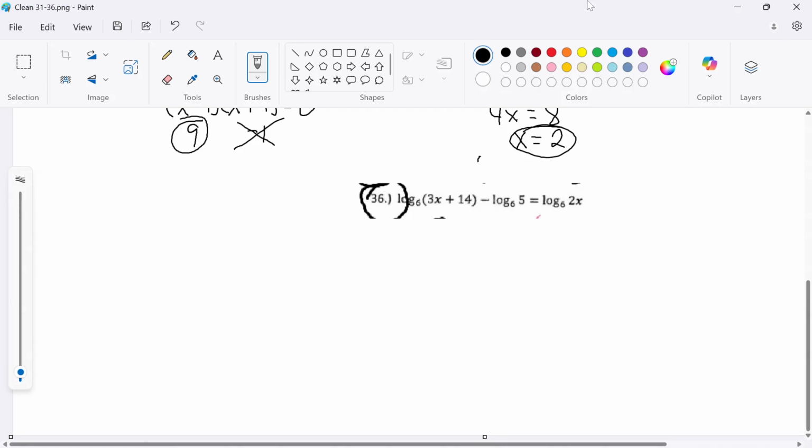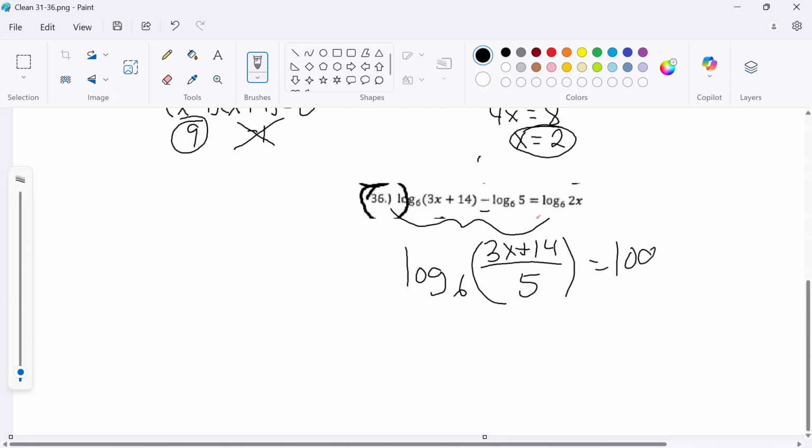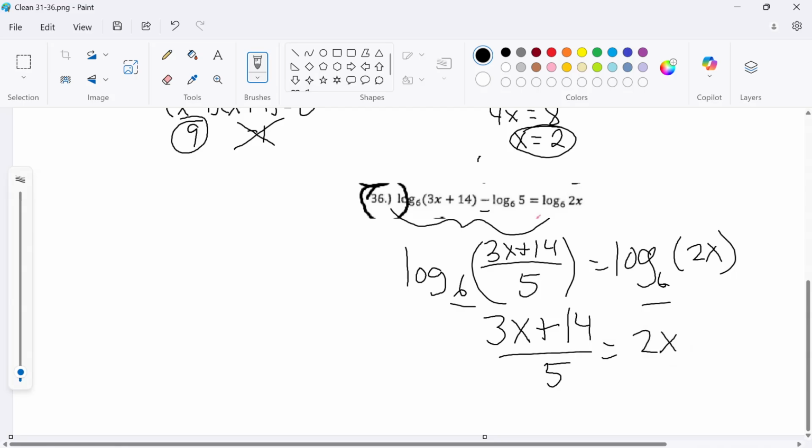All right, I want to have one log on either side. So this side has 2 logs. The left side, I will combine them. Since they're the same base, both log base 6 and a minus sign, I will divide. Log base 6 of 3x plus 14 divided by 5 equals log base 6 of 2x. And now, since I've got one log on either side, it's the same base, I can set the arguments equal. 3x plus 14 over 5 equals 2x.